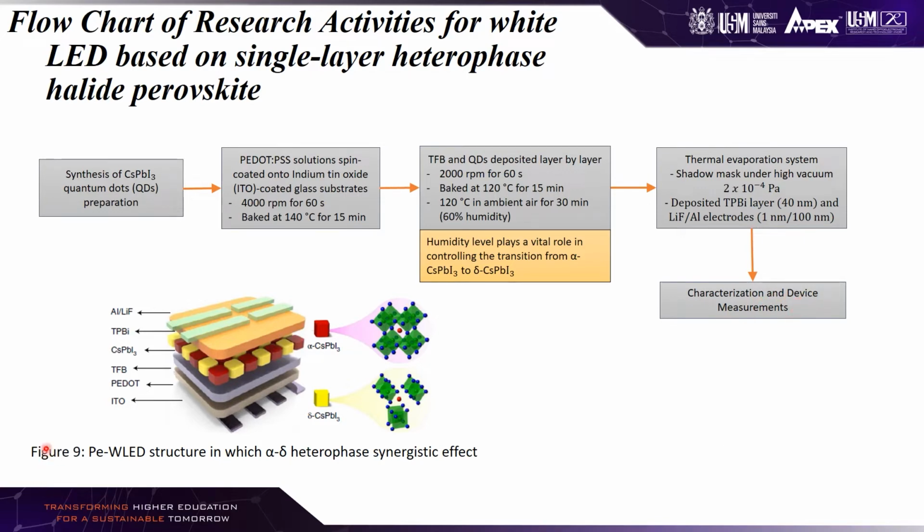Figure 9 is a PeLED structure in which the alpha with delta heterophase has a synergistic effect. Here we can see the TPBi layer and TFB, and this is the calcium lead iodide. The red object we can represent as alpha calcium lead iodide, and the yellow we can represent as delta calcium lead iodide.